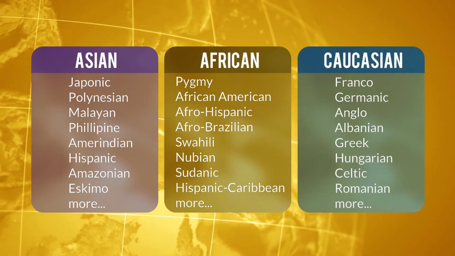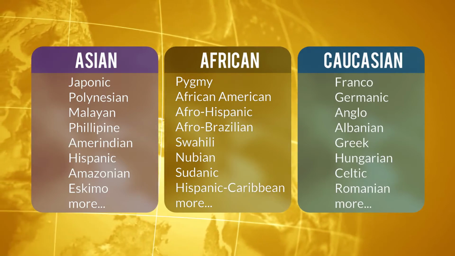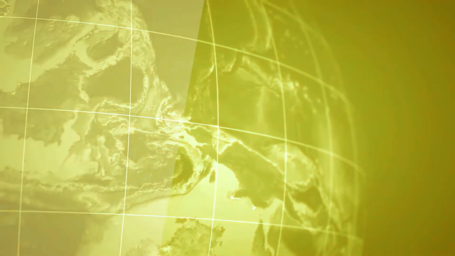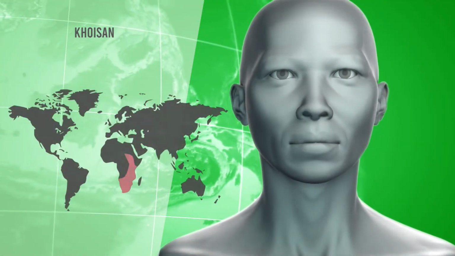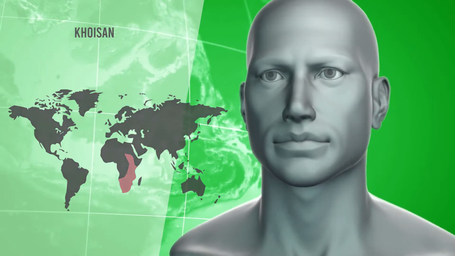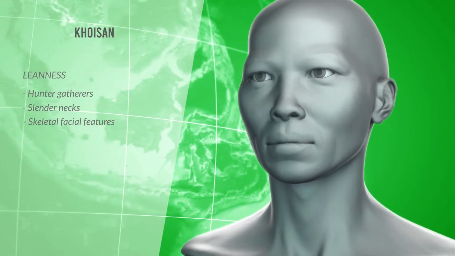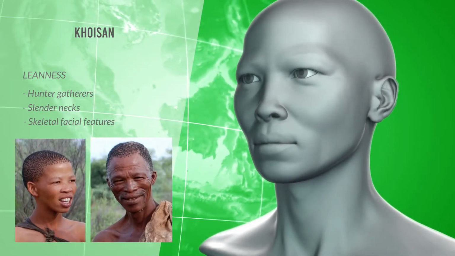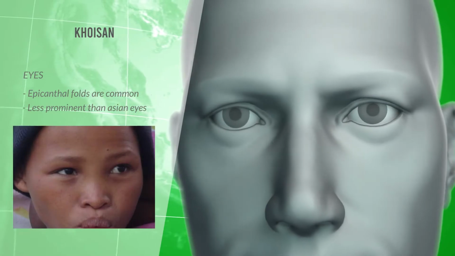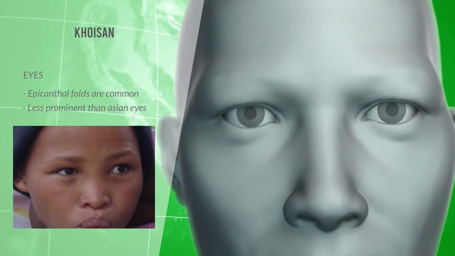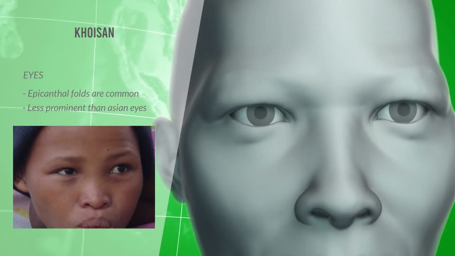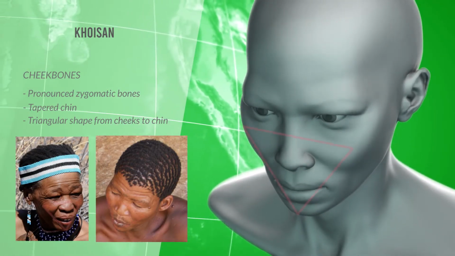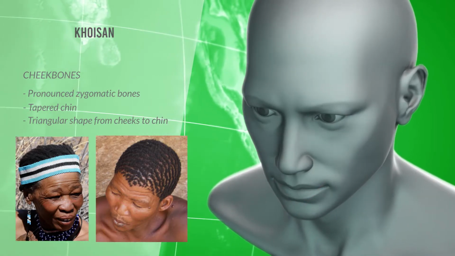Asian, African, Caucasian, and their subcategories account for the majority of the world's population, but there are two additional, less common ethnicities. The Khoisan ethnicity refers to the indigenous people of southern and eastern Africa. Still maintaining a hunter-gatherer lifestyle, a key feature is their leanness, slender, toned necks, and skeletal facial structure. Eyes commonly feature epicanthal folds, however they tend to be less prominent than Asian eyes. Another distinct characteristic is large, wide cheekbones, tapering toward a thin jaw, which creates a notable triangular shape.